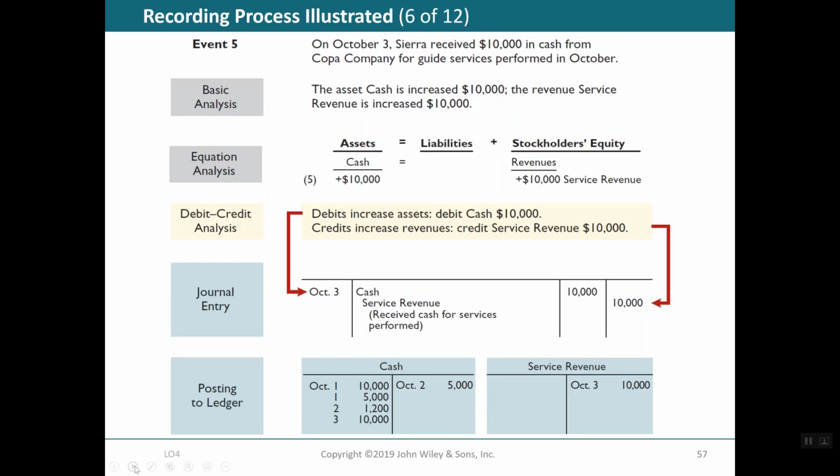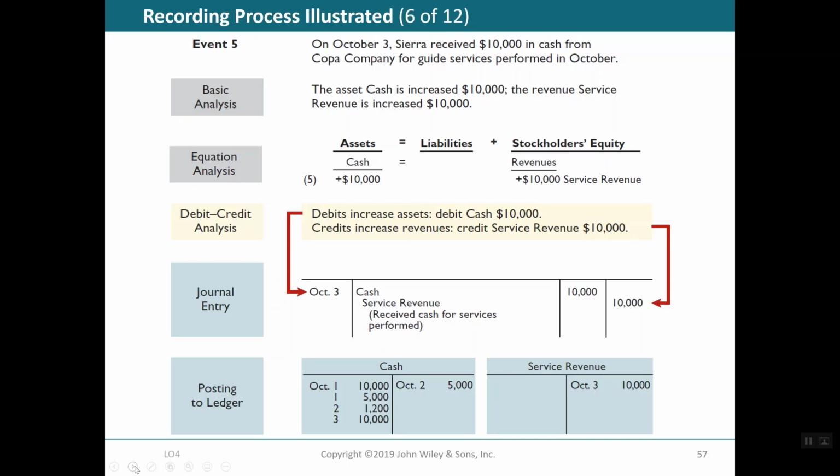All right, so event 5. On October 3, Sierra received 10,000 in cash from Cooper Company for guide services performed in October. The asset cash is increased by 10,000. And the service revenue is also increased by what? 10,000. Okay, so asset cash, that is 10,000 because it's an increase.